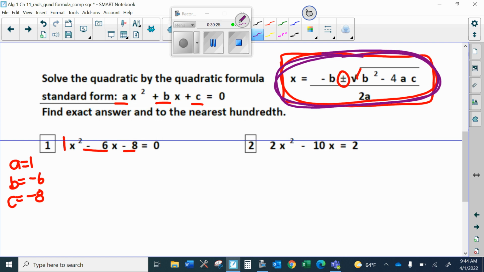All right, so let's go ahead and do that. I'm not going to write out the formula because I have it right here on the page. I'm just going to start filling it in. It says negative b. Negative means opposite. So what is the opposite of b? B right now is -6, so the opposite is +6.